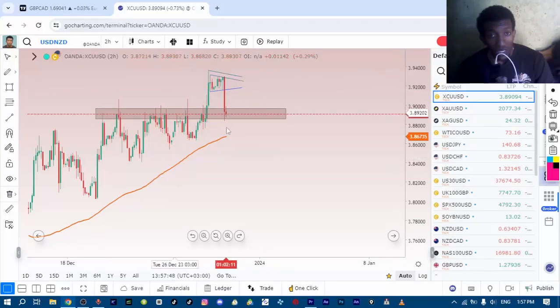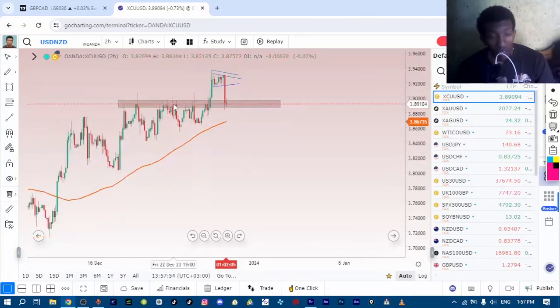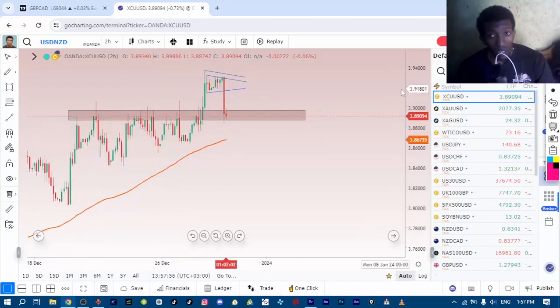That would have been a great trade, but unfortunately I didn't see it, so I am very annoyed right now that I didn't put an alarm right here. I don't know how to place an alarm in this gocharting.com platform. So if you guys know anything about this, just let me know in the comments. I will appreciate it.